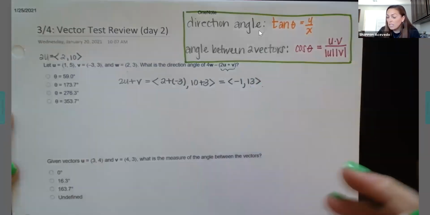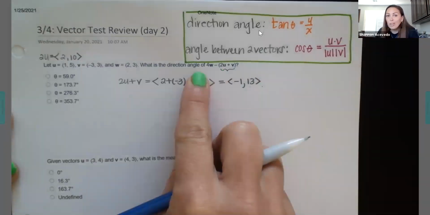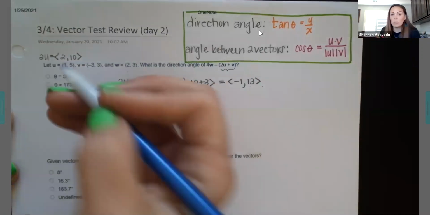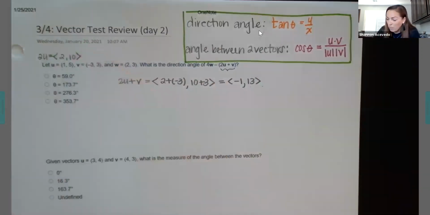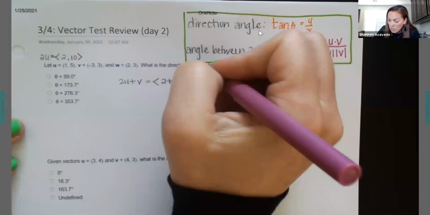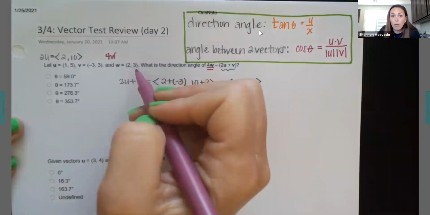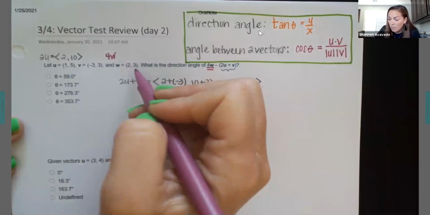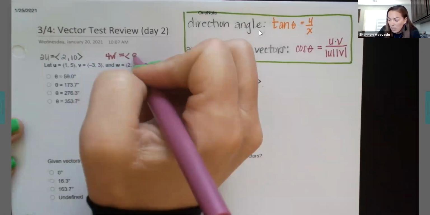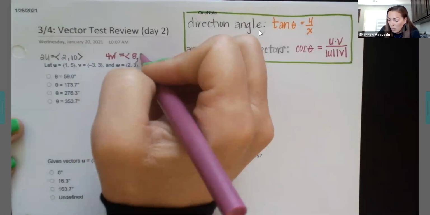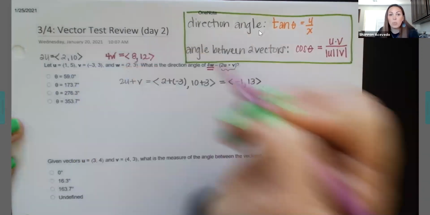The other piece is I want 4w. You could do these like I'm doing, little notes up here for my different pieces. So my 4w, I'm going to just put it right above. 4w is going to be 4 times 2 and 4 times 3. So my vector 4w is going to be 8, 12.